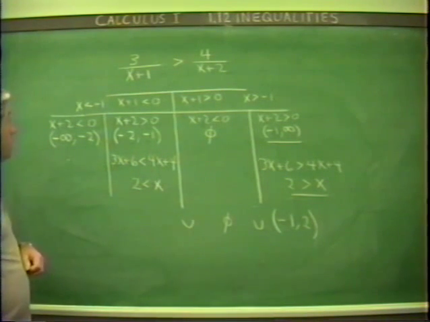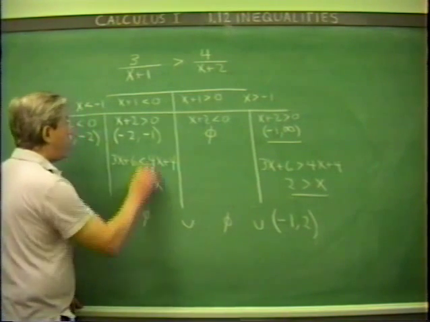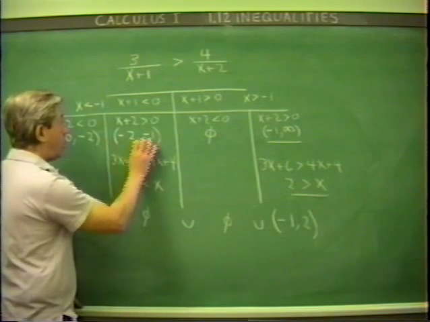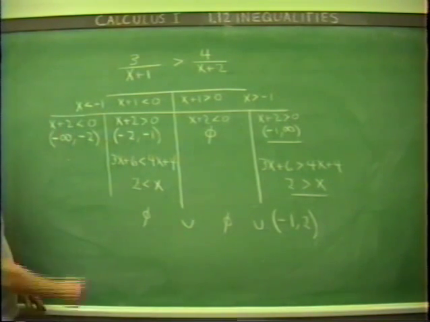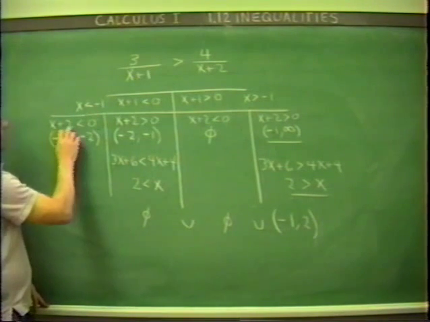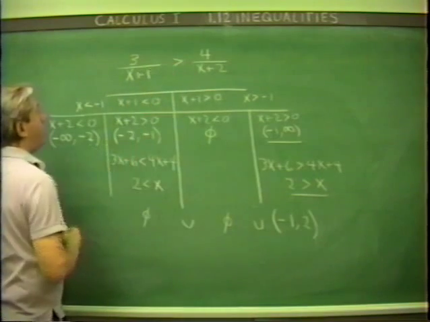That's to say, the numbers in this interval here, which are larger than 2, are part of the solution set. Well, there aren't any. So we get no new numbers from this interval in the solution set. No numbers in this interval at all are in the solution set.